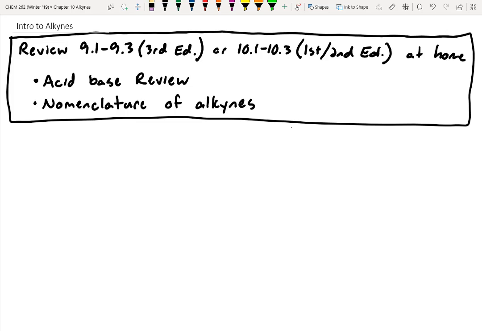So the next chapter that we're covering is all about the reaction of alkynes and preparation of alkynes. I will ask that you do some review at home, specifically regarding acid-base chemistry, which is just review from last term, and then nomenclature, meaning naming of alkynes. I'll give you one hint. It's exactly the same as naming alkenes, with what exception? Yeah, it has a YNE suffix.